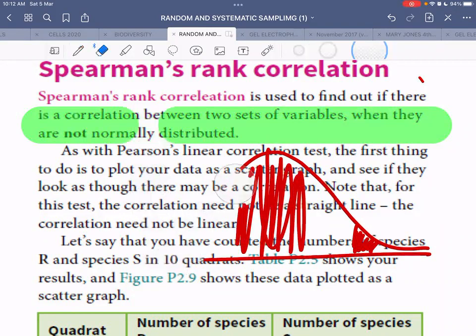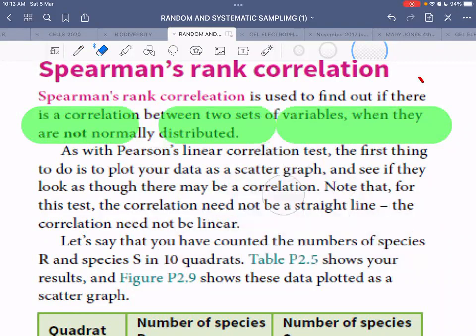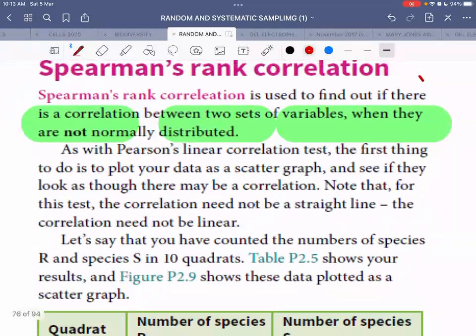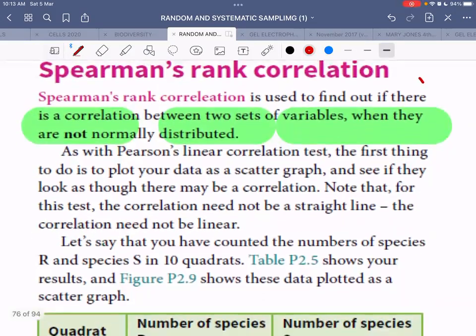But if you are given a question where, if you look at the data, it will give you an idea that this is not normally distributed data, and when you plot a scatter graph, you might be very judgmental that it doesn't look like there is a linear correlation between these two variables. So in that case, instead of using the Pearson's linear correlation coefficient, you will be applying this formula.